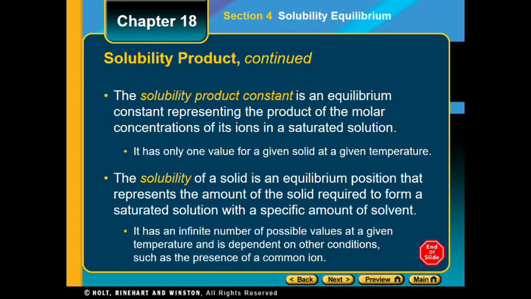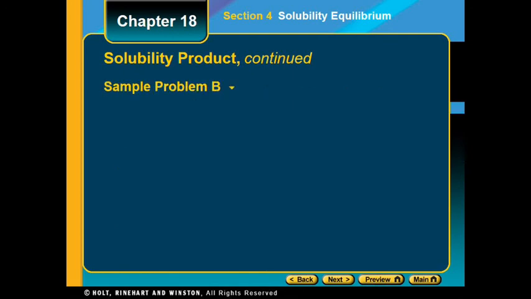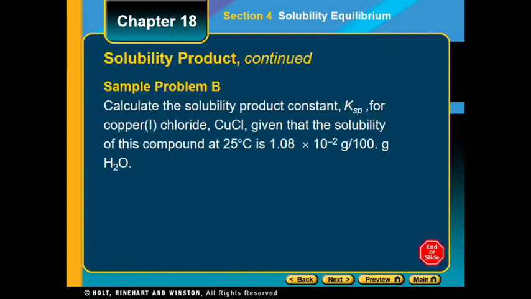So, it will have an infinite number of possible values depending on the temperature or even the presence of a common ion. We just talked about common ions earlier in this chapter too. So make sure you get this down and you understand the difference. We're going to look at some examples. Make sure you write down these examples and how we solve for each of them.